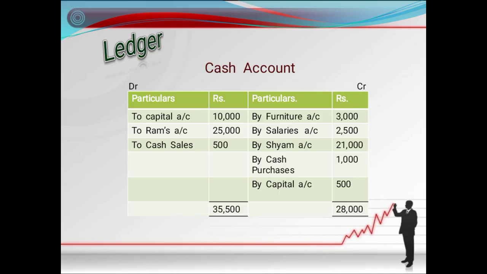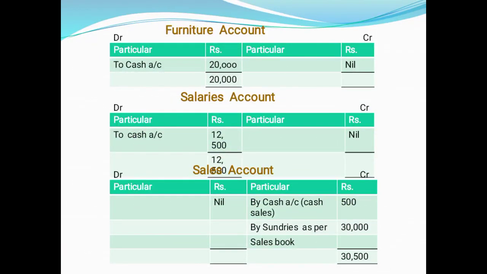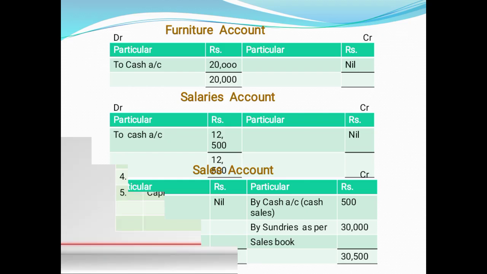Right? So the total of the debit side is 35,500 and the total of the credit side is 28,000. That means the credit side falls short of the debit side. But what we have to do is take the totals. Now, the total of the furniture account is 20,000, the salaries account is 12,500, and the sales account is 30,500.